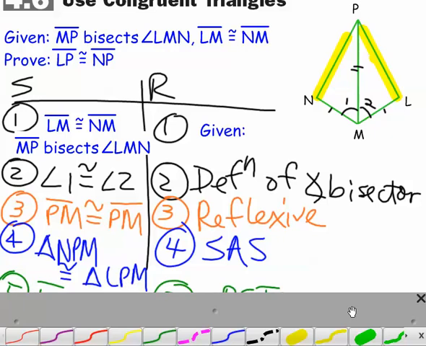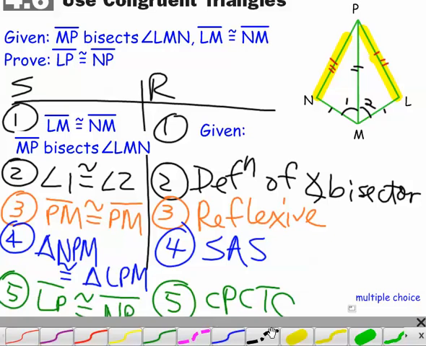And then at that point we know that NP has to be congruent to LP because of corresponding parts of congruent triangles, which are always congruent. So these aren't so bad. As you go through your proof, you're looking for the possibility of using congruent triangles to prove what you need.